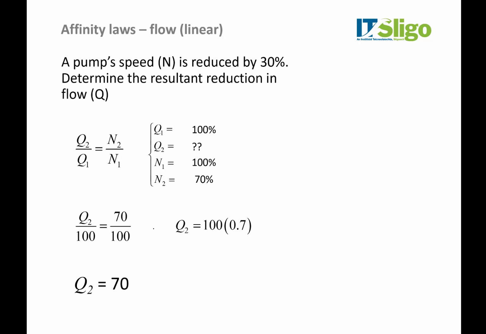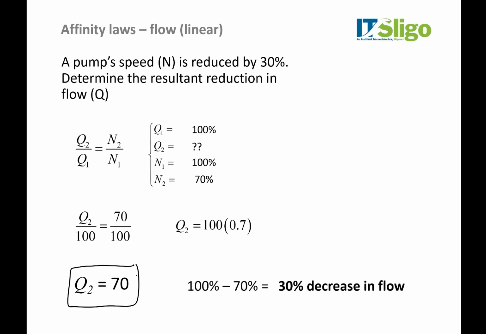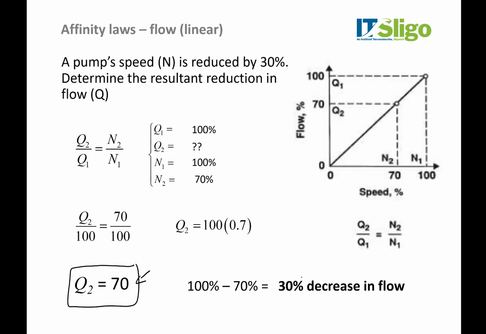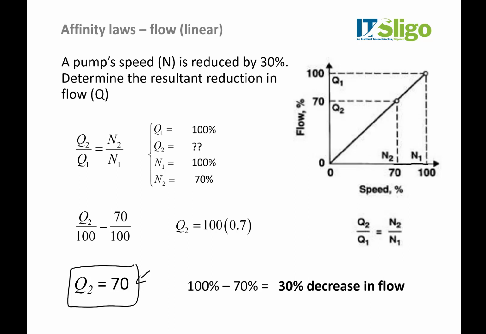So Q2, I was going to write in new and old, but in nearly every manual you'll come across, it's always Q1 and Q2. So I said I better stick with the proper notation. So 2 represents the new, 1 represents the old in all of these functions. So Q2 is 70. In other words, when we reduce the speed by 30%, we reduce the flow by 30%. Remember, this is the new flow, so the old flow was 100, so that gives us our 30% decrease. Because it's a linear relationship, the flow reduced by 30%.